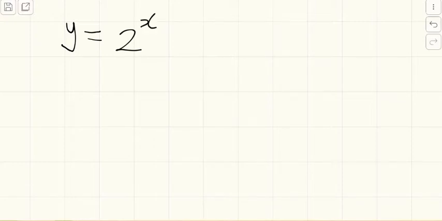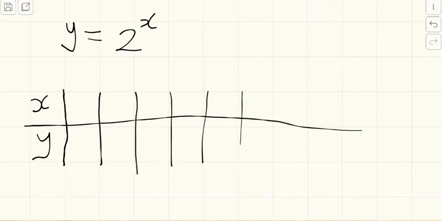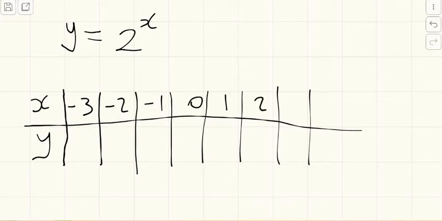If we wanted to draw this function, a good approach would be to use a table of values. To be honest, anytime you come across a graph that's unfamiliar where you have to draw it, a table of values is often a good place to start. So let's look here. We have x, we have y, and let's pick some values. I'm going to pick going from -3 up to 3. So -3, -2, -1, 0, 1, 2, 3.